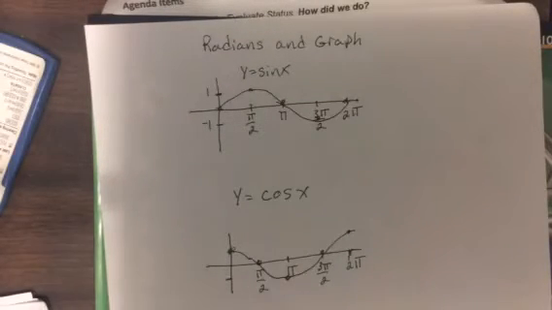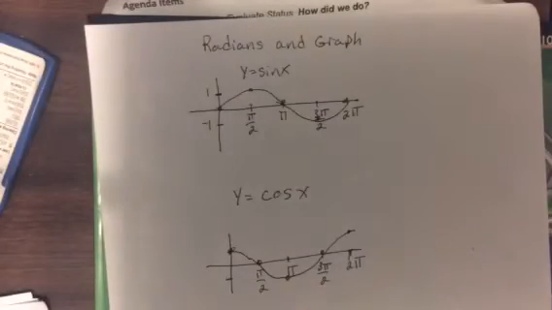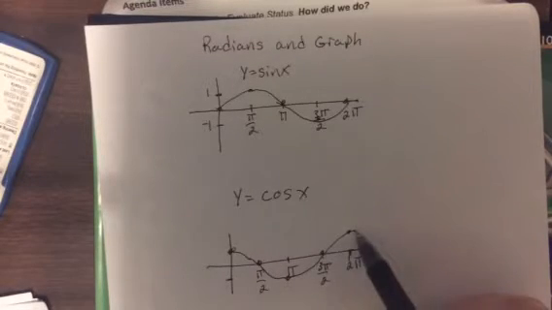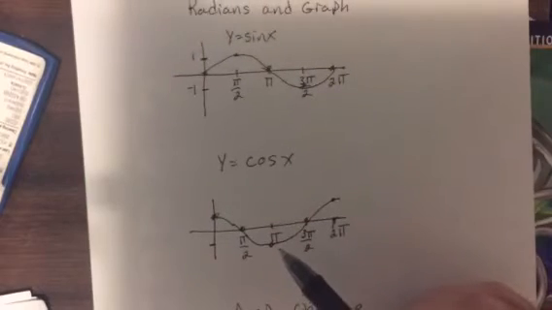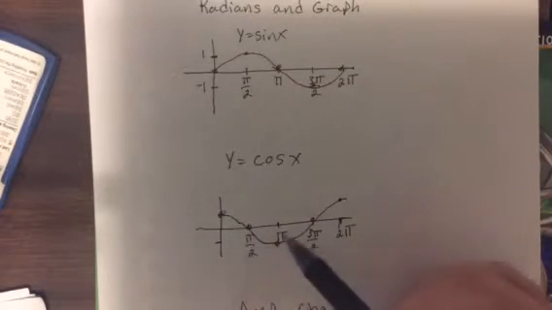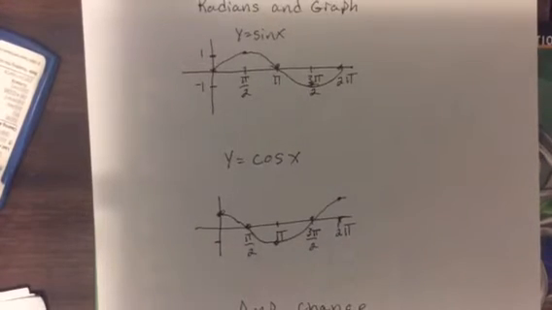You may also have your chart next to you. That's okay with me. And then cosine at 1, 0, -1, 0, 1. But notice what's different. We have pi over 2, which is 180 divided by 2, which is 90. This is 180, 270. So it's the same.